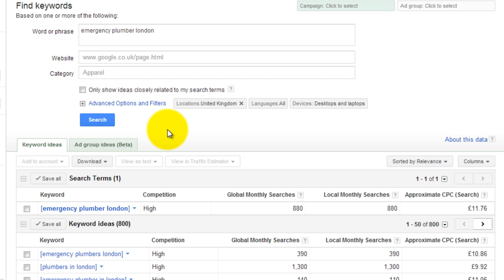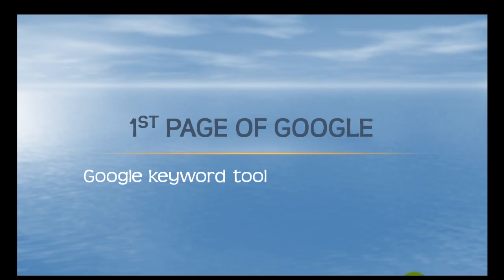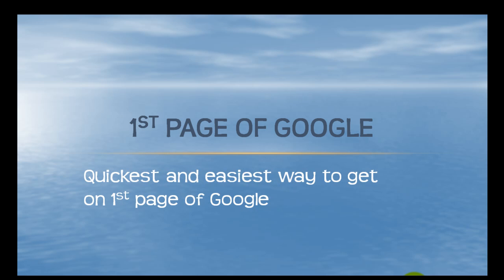It really will. So what we want to look at now is how we can use a different way of getting on the first page of Google. As you can see, the keyword tool has thrown up the proof of how many searches are going on, which is not too many, but the competition is high, and the cost in order to be on the first page of Google is very, very high indeed, very costly indeed. So what we want to do is look at the quickest and easiest way to get on the first page of Google.